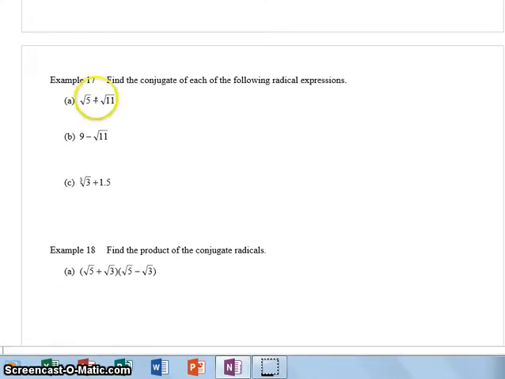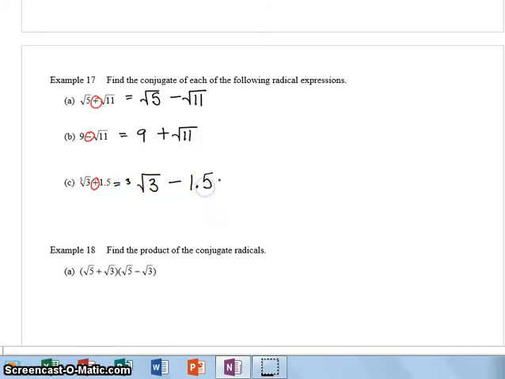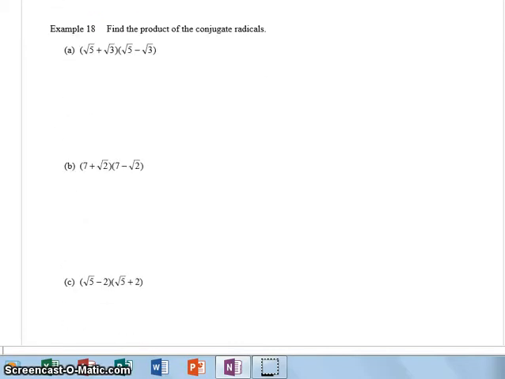Remember, you're changing the middle signs only. The conjugate of this one will be the square root of 5 minus the square root of 11. This one is 9 plus the square root of 11. This one is the cube root of 3 minus 1.5. So you have opposite signs in the middle only.